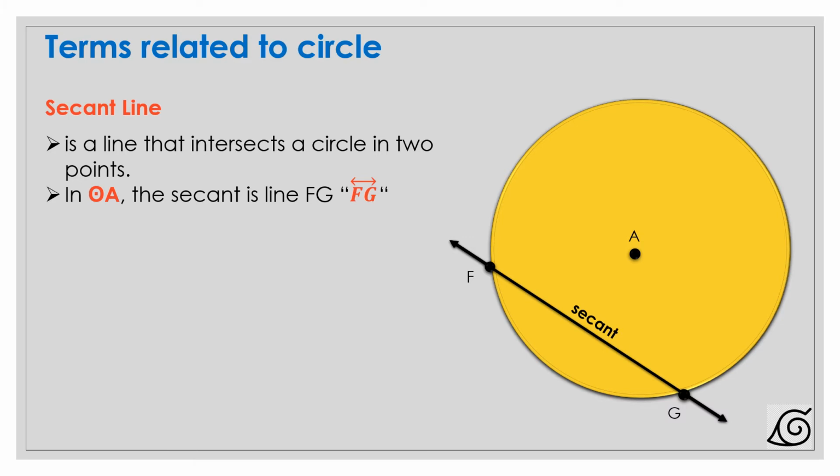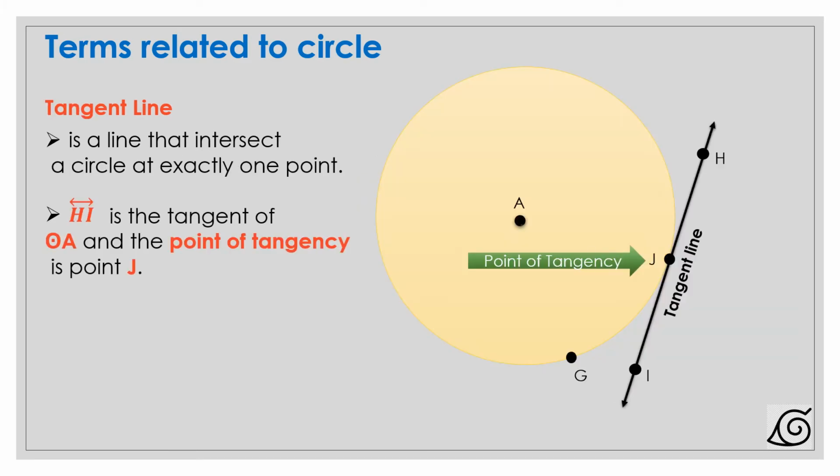Next one is the other term related to circle, the tangent line. Ayan. Tangent line is a line that intersects a circle at exactly 1 point. So, as you can see here, this is the tangent line. Ito po ang nakikita ninyo. Ito po ang tangent line wherein it intersects at exactly 1 point, at makikita nyo po si point J, diyan po nag-intersect si tangent line.